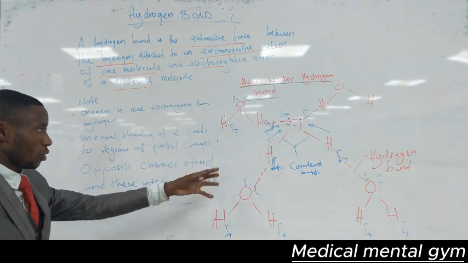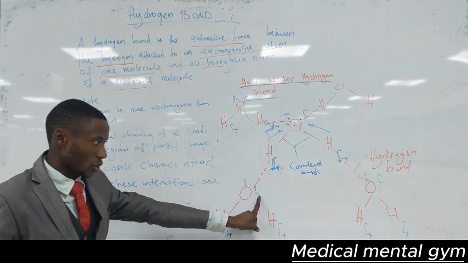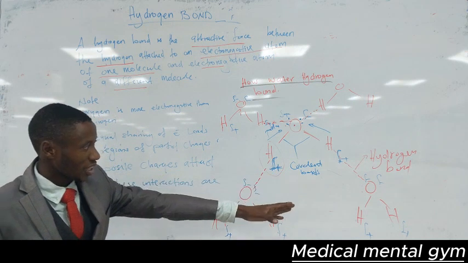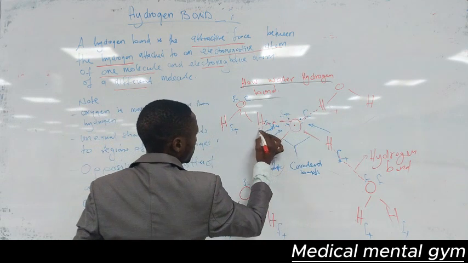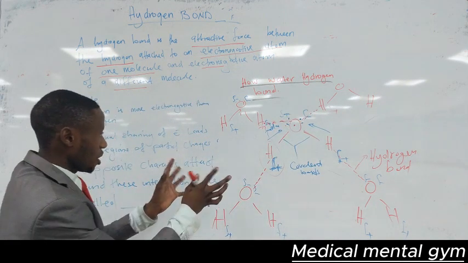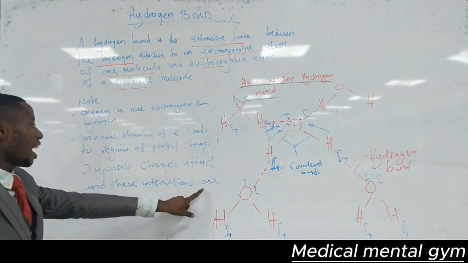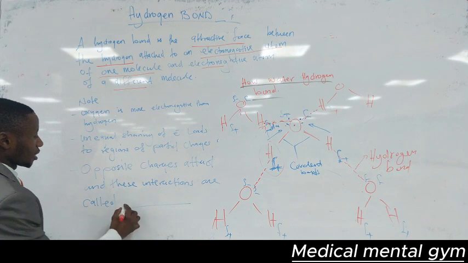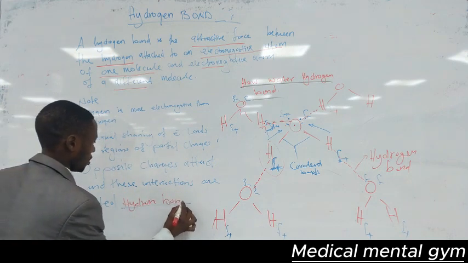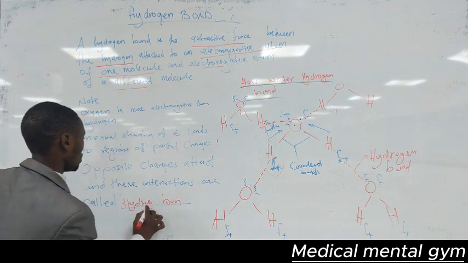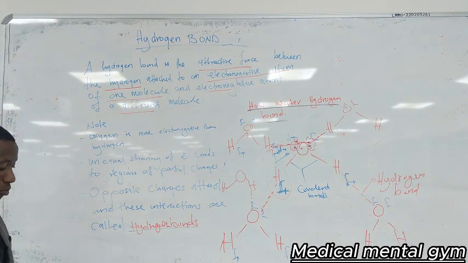Opposite charges attract. We've shown that they have attracted. Partial positive, partial negative, attract. Partial negative, partial positive, attract. So this is what we mean when we say opposite charges attract, and these interactions are called hydrogen bonds. Okay, this is all about hydrogen bond.